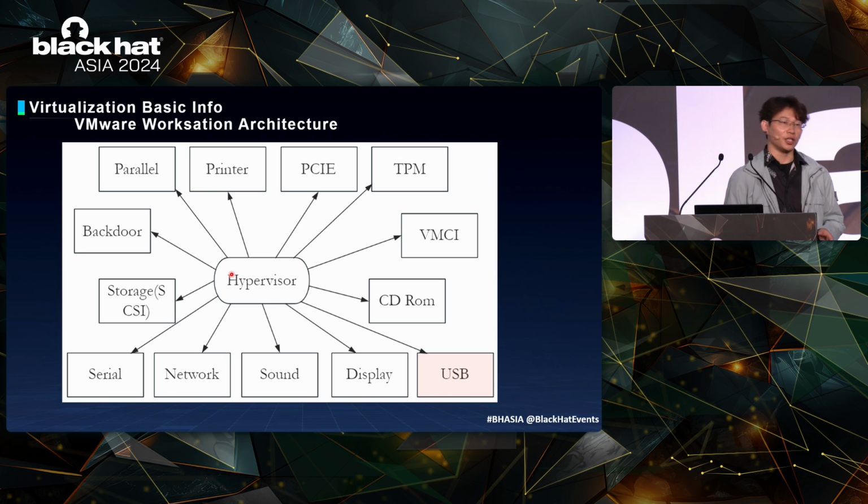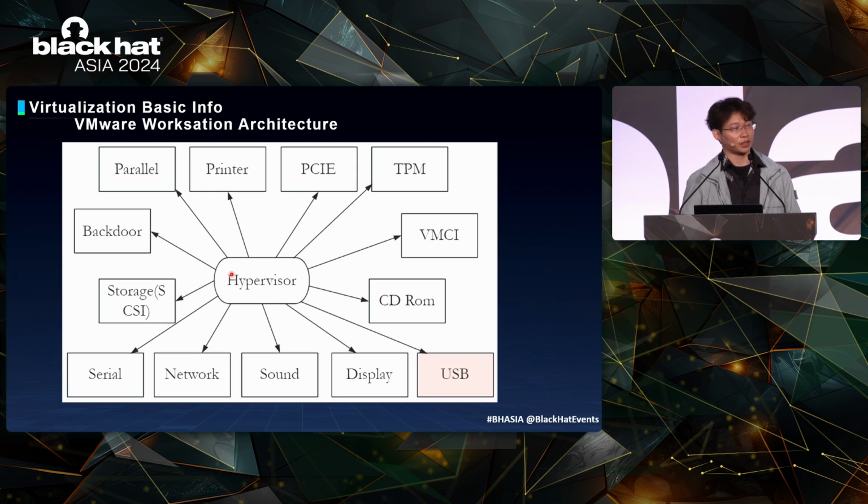A virtual machine typically consists of a hypervisor and many virtual hardware devices. For VMware Workstation, a part of its hypervisor runs in the kernel, and some parts run in the user mode process. Most of its virtual hardware devices are implemented in the same user mode process. This diagram illustrates the software architecture of VMware Workstation. We can see a hypervisor with multiple virtual hardware devices here. The focus of our discussion today is the USB controller.